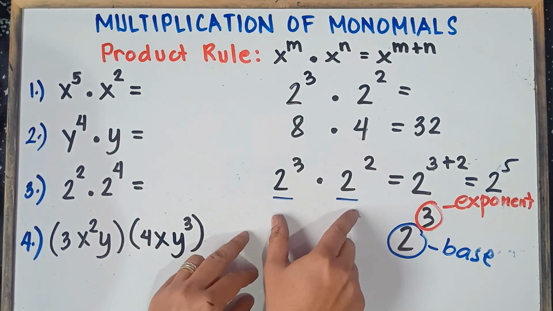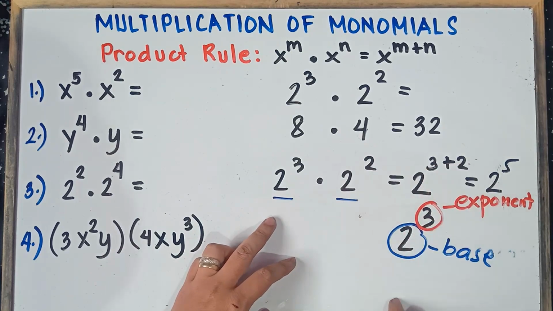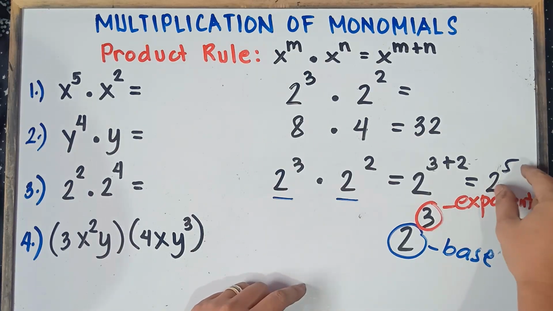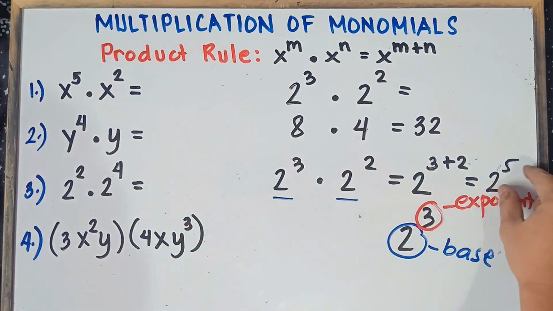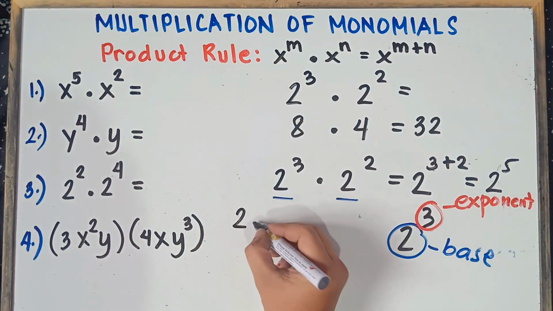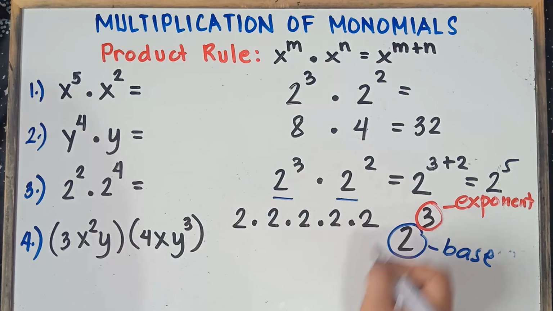Same base, which is 2, copy 2, simply add the exponent, so that would be 3 plus 2, which equals 2 raised to the power of 5. Can we simplify 2 raised to the power of 5? Yup, we can. It means you multiply this 2 by itself 5 times. So this is 2 times 2 times 2 times 2 times 2.